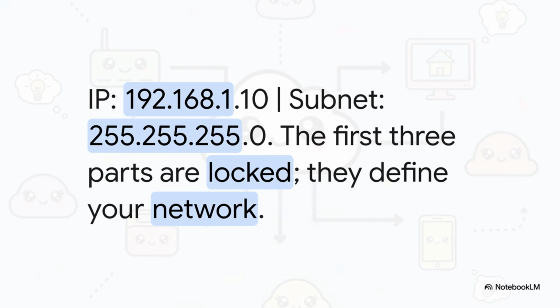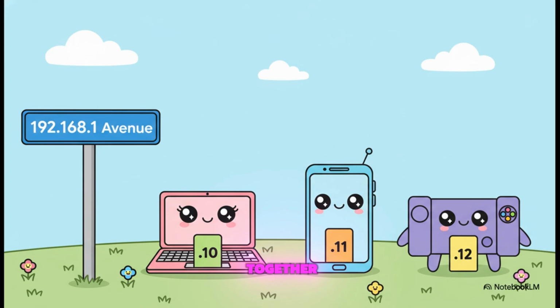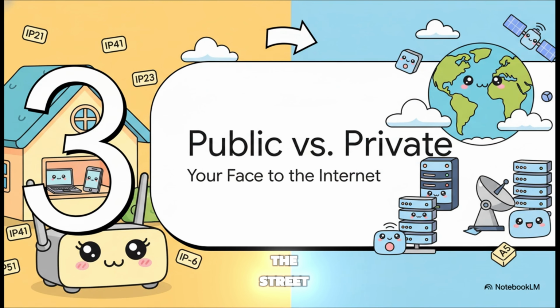That's your network. So here's where it all clicks together. That locked part, the network portion, that's your street name, like Private Drive. And that last part, the host portion that can change, that's your unique house number, like number 4. See? Every device on your network lives on the same street, but each one has its own house number. Okay, so now that we get the street and house number idea, let's see how this whole system creates two totally separate worlds for IP addresses.